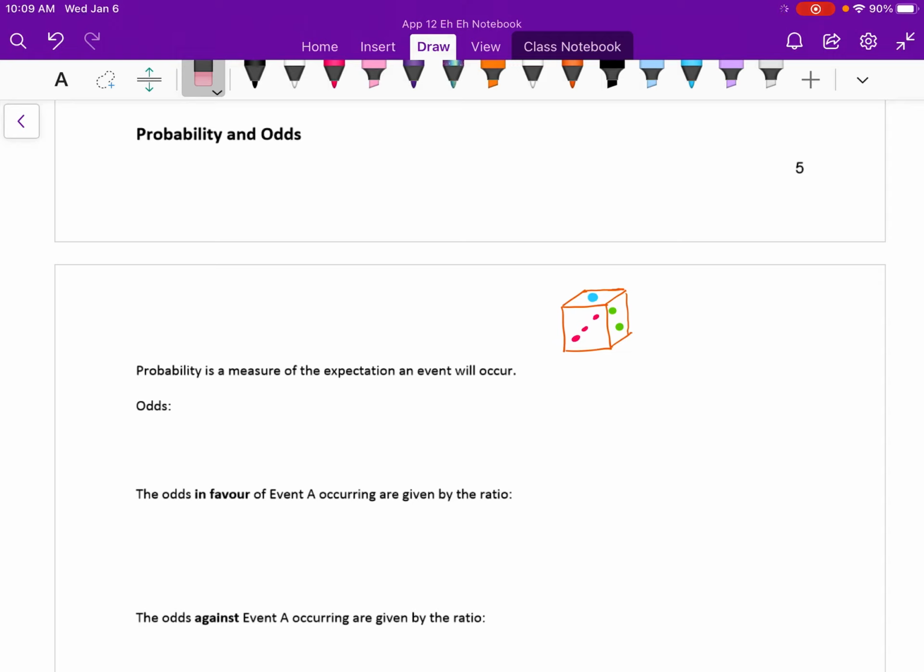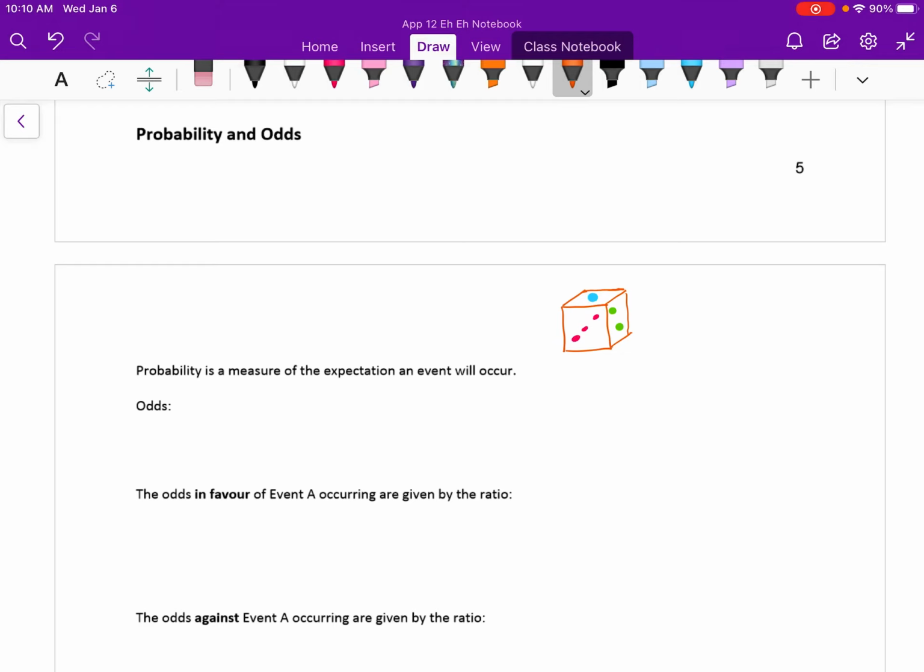We're going to take a look at probability and odds. Odds are kind of an interesting way of looking at probability. I personally don't look at odds as the primary way of delivering probability, but it does help us look at things in a different way. So probability is a measure of an expectation that will occur.